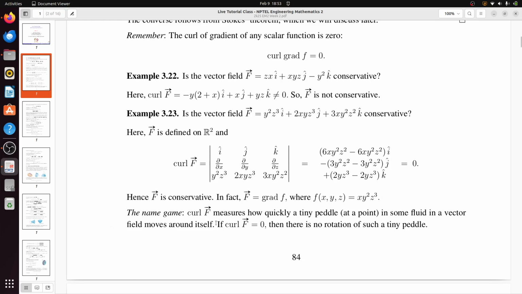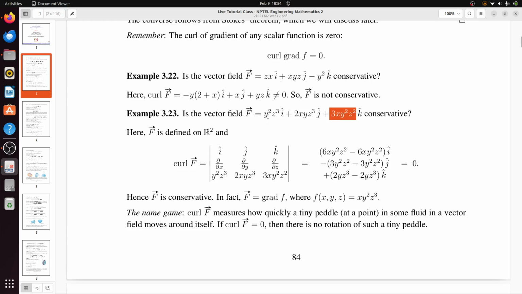In fact, you can determine the potential. I hope that you all know how to determine the potential function f. So this is grad f. How can you determine it? You need to integrate with respect to x, integrate with respect to y, integrate with respect to z, and then tune the functions accordingly, and you will get the answer.